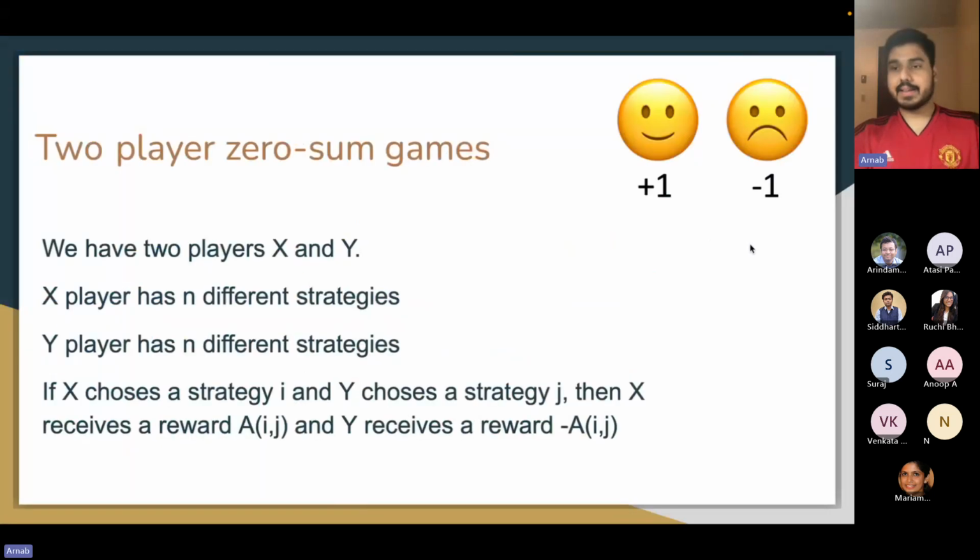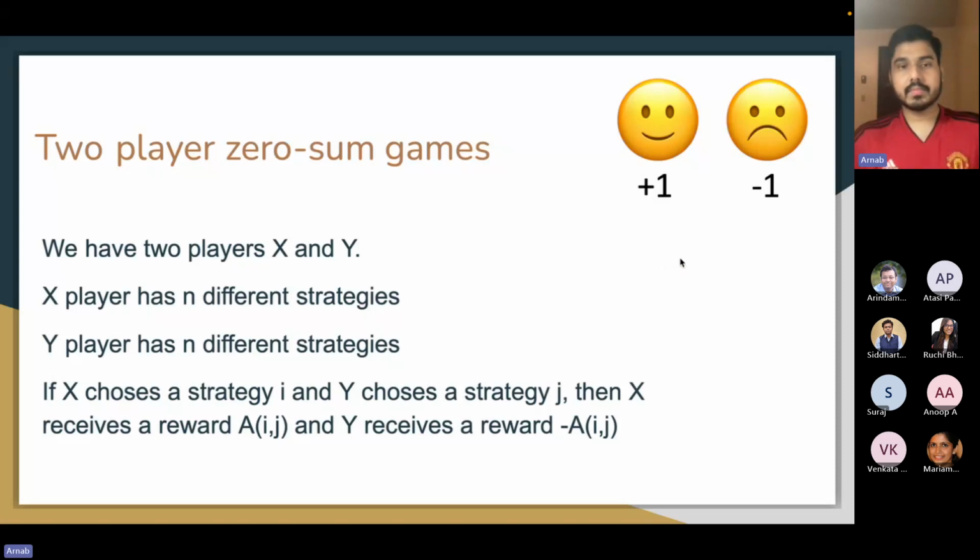First, I'll briefly introduce what a two-player zero-sum game is. Our main focus will be two-player zero-sum games. Typically, you have two players, X and Y, and they have some number of strategies. The X player has n different strategies, and the Y player has n different strategies. The X player chooses a strategy i, and the Y player chooses some strategy j, and the X player receives a reward of A_ij, and the Y player receives a reward of minus A_ij.